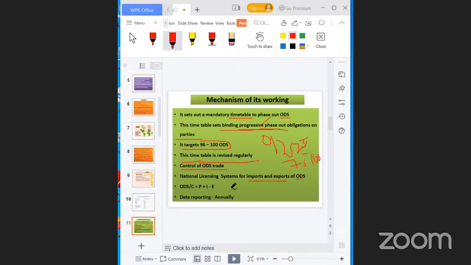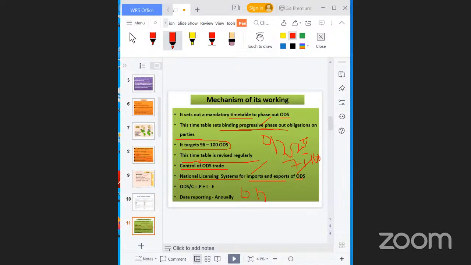To keep track of how much ODS is associated with a nation, there are systems known as national licensing systems. In these systems, a license is given to particular agents for import of ODS or export of ODS. Theoretically, a nation knows in advance how much ODS is either exported or imported in the country.